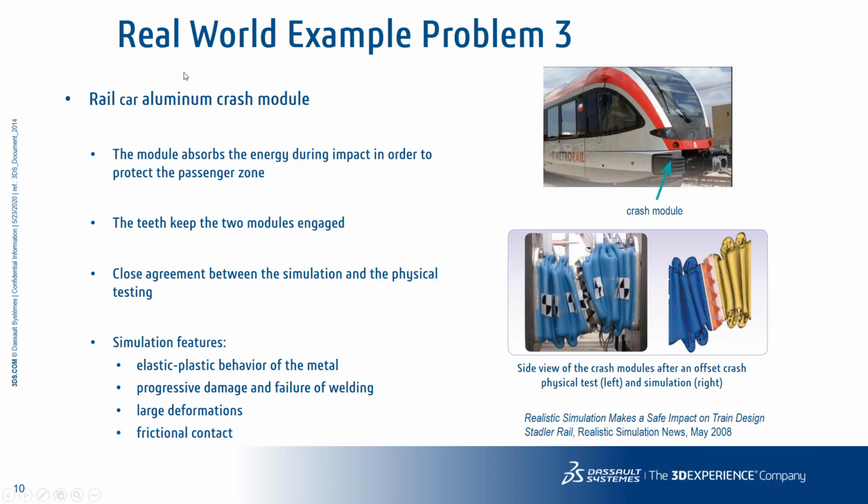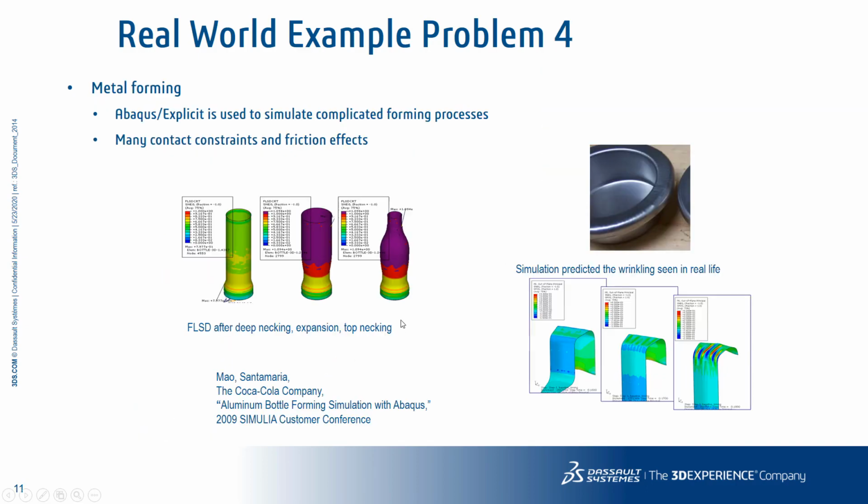Here's another example, which is a rail car aluminum crash module, this piece right here. You can see the difference between the physical results versus the simulated results. Very, very similar. The reason Explicit Dynamics was chosen here is because of the elastic-plastic behavior of the metal, progressive damage and failure of the welding, large deformation and frictional contact.